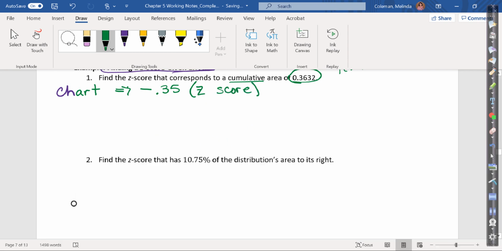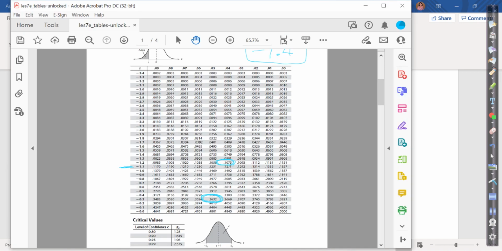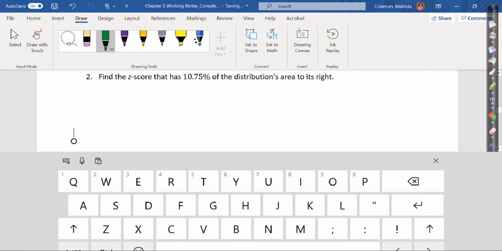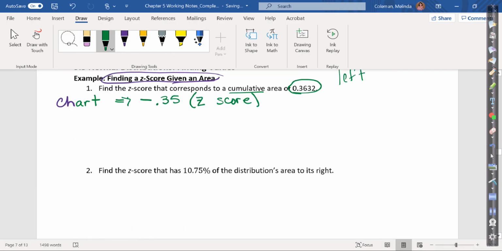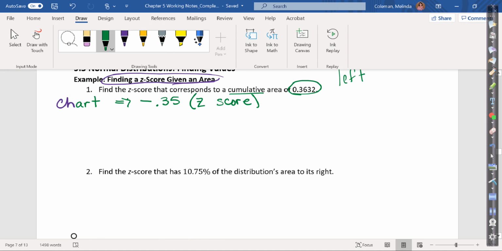One more time. From the chart, find the area that you're asked for. Your area that you're asked for in this case is 0.3632. I'm going to go back. It's going to be the negative 0.3. And if I go up, it's going to be the 5. So negative 0.35. And that corresponds to your z-score.